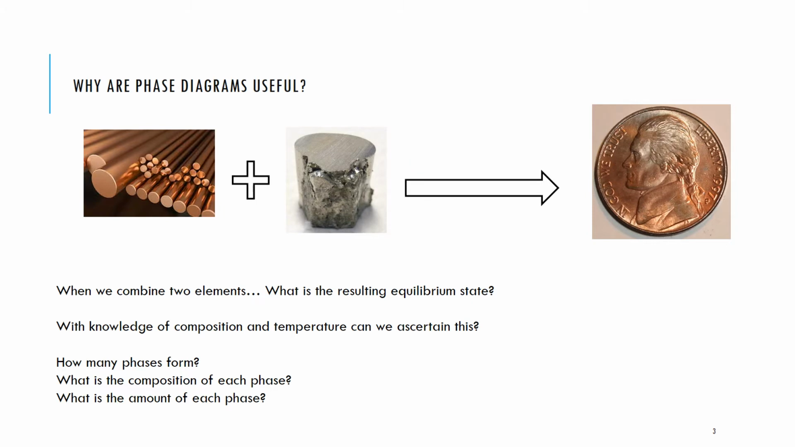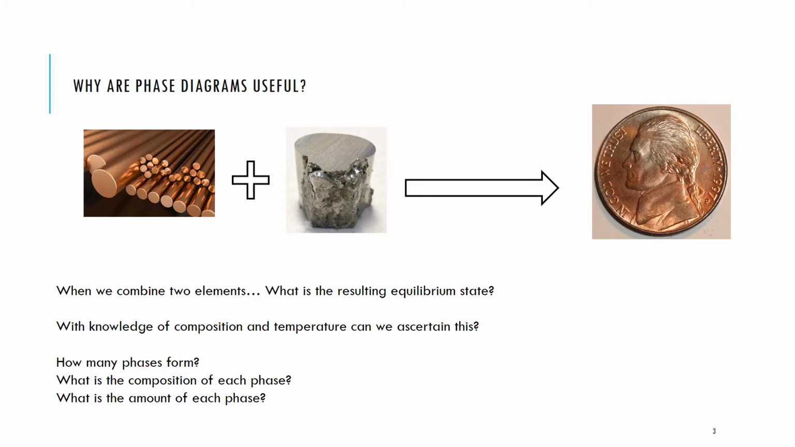The first question is, why are phase diagrams useful? Why do we need to think about phase diagrams? Why do we need to study them? And why do we need to understand what they mean? Well, let's imagine that we combine two elements. It could be copper and nickel. Let's imagine we take two chunks of copper and nickel separately, we melt them into the liquid state and we combine them. Well, they will mix and they will eventually come to equilibrium. And the question is, what is the resulting equilibrium state in terms of composition and microstructure of the phases involved?